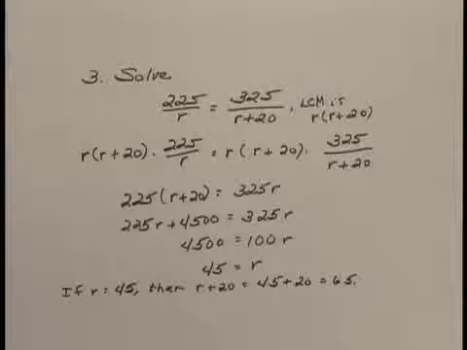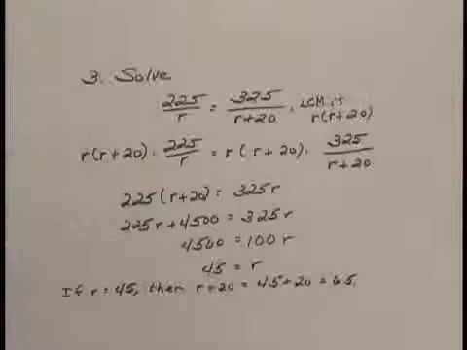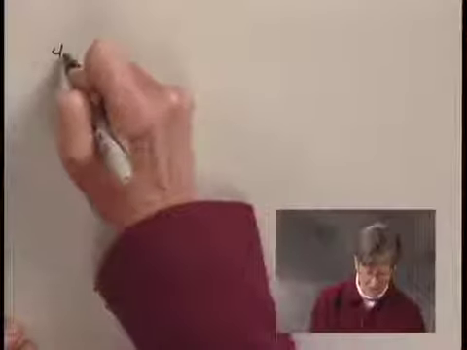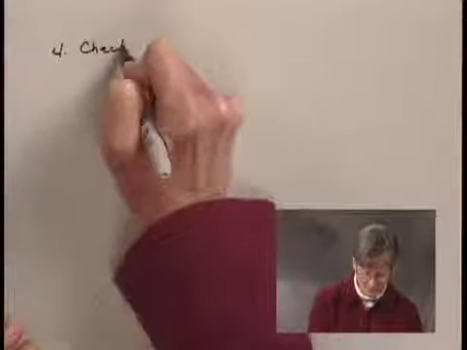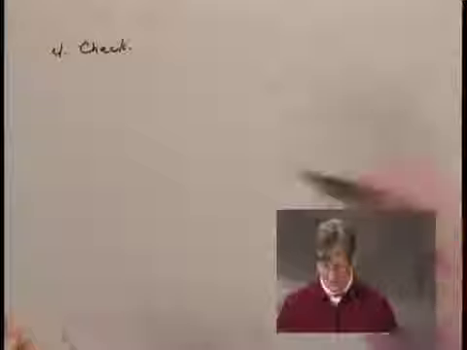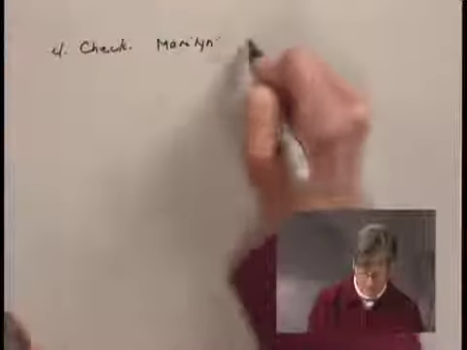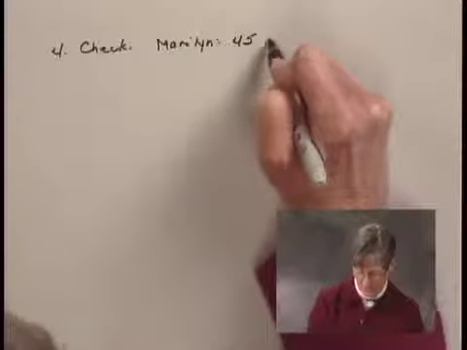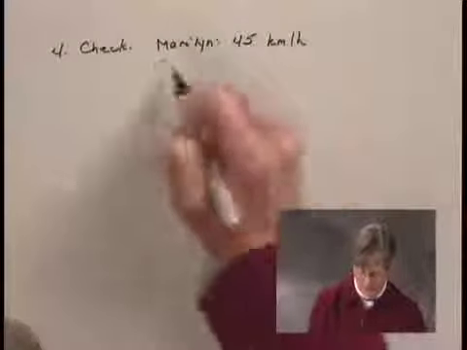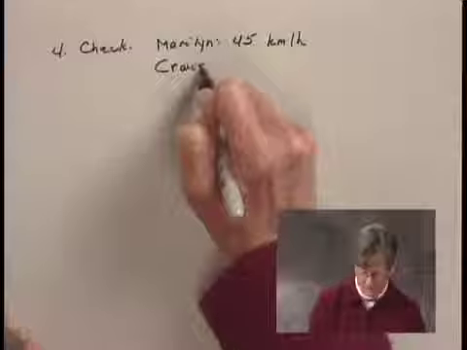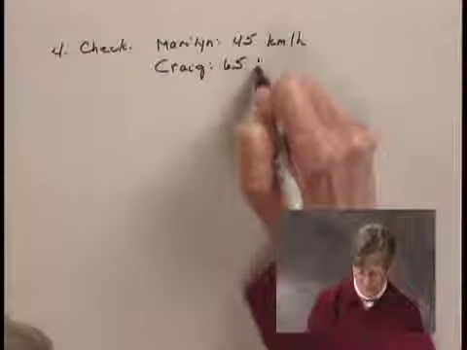And now let's check and see if these speeds work in the original problem as it was stated. The fourth step in the process is to check the solution in the original problem. Now let's think about what we have. We've said that Marilyn's speed was 45 kilometers per hour, and Craig was traveling 65 kilometers per hour.